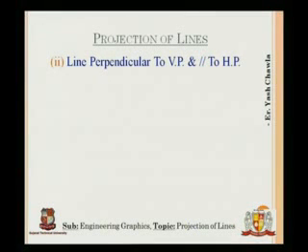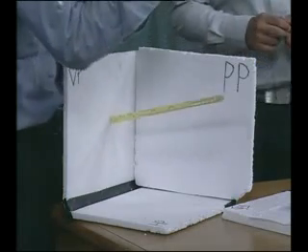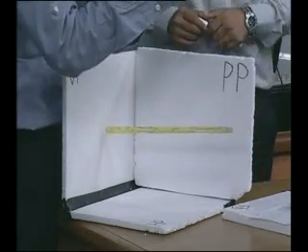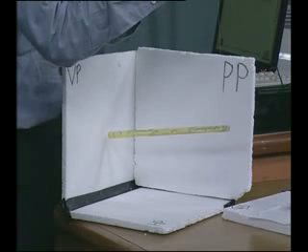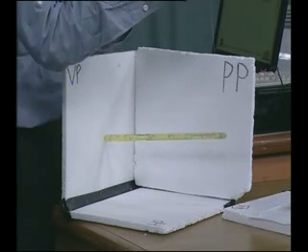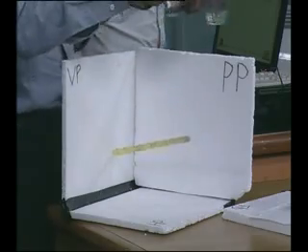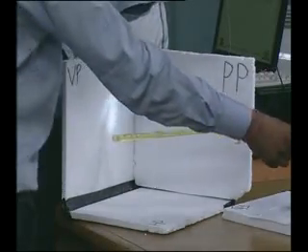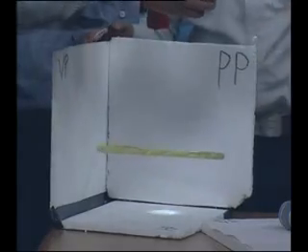The line is perpendicular to VP and parallel to HP. In this case, the shadow of the line on the plane VP is a dot point, and the top view of the line is the whole length of the line in HP. You can use the torch to show the animation. Front view of the line gives the point on VP, and top view of the line gives the true length of the line on HP. You can show it here.